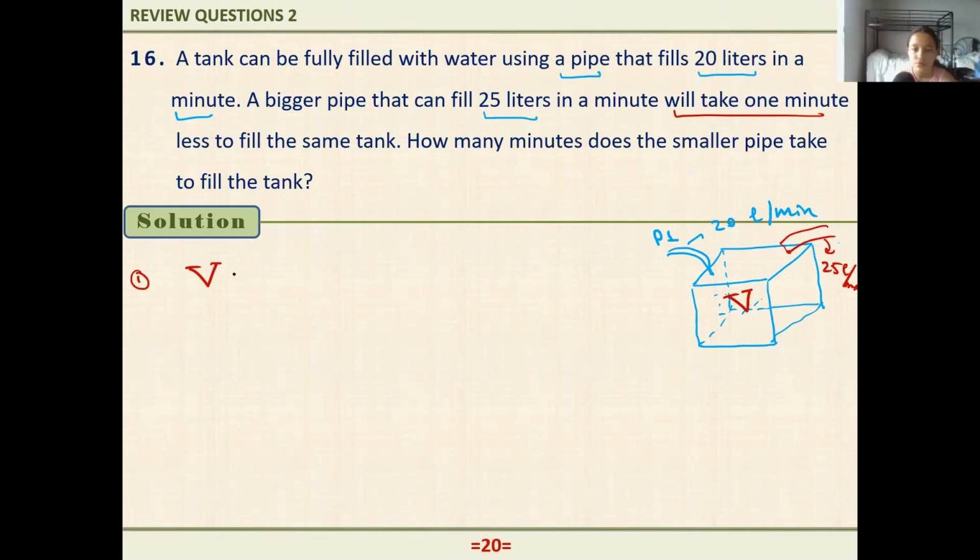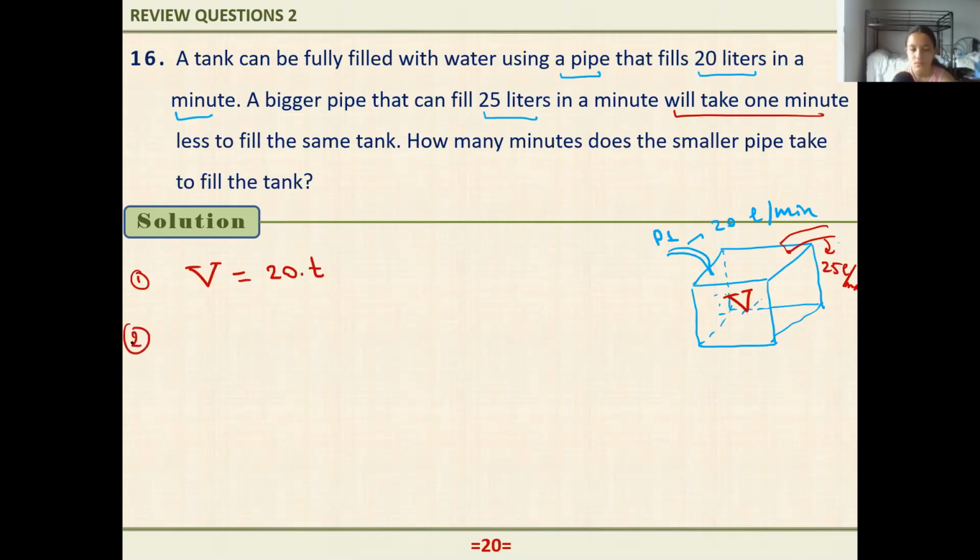So assume that if I just open the small pipe, it takes 10 minutes. Okay. So the rate is 20 liters per minute. And every minute, 20 liters of water is coming out from this pipe. And it takes 10 minutes to fill this tank. That means that if I just open this tap, after 10 minutes, this will be full. That means that the amount of water is equal to V.